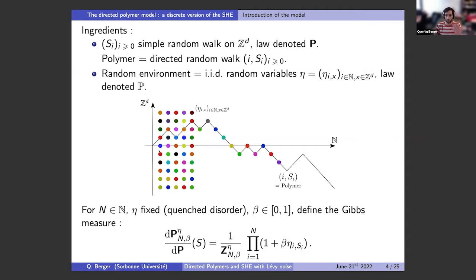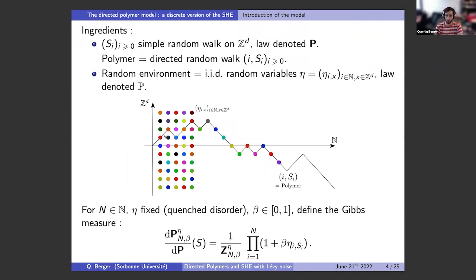Okay, so you have two sources of randomness. The first is the randomness of the random walk trajectory, the shape of the polymer, and the second randomness is from the environment. As I said before, the environment can be thought of as impurities. You have impurities everywhere in your medium, and you place the polymer inside that medium, and it will have some interaction.